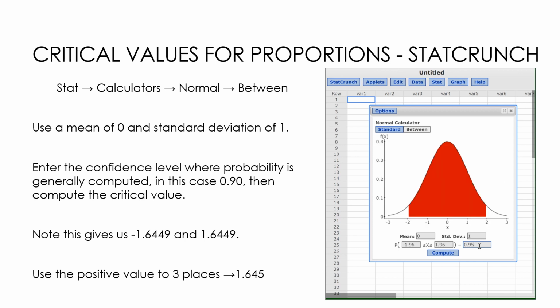Notice it already rounds itself off to 2 values, and so that's okay. But if I did say a 99% interval, I would be using 2.576. So make sure you round correctly.